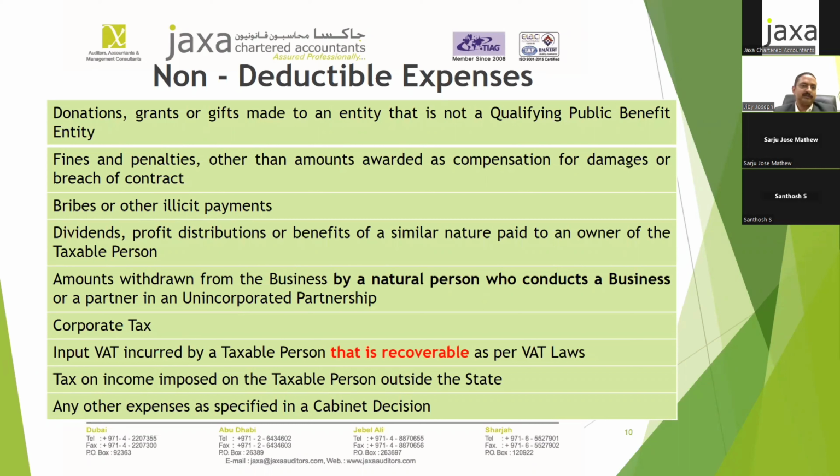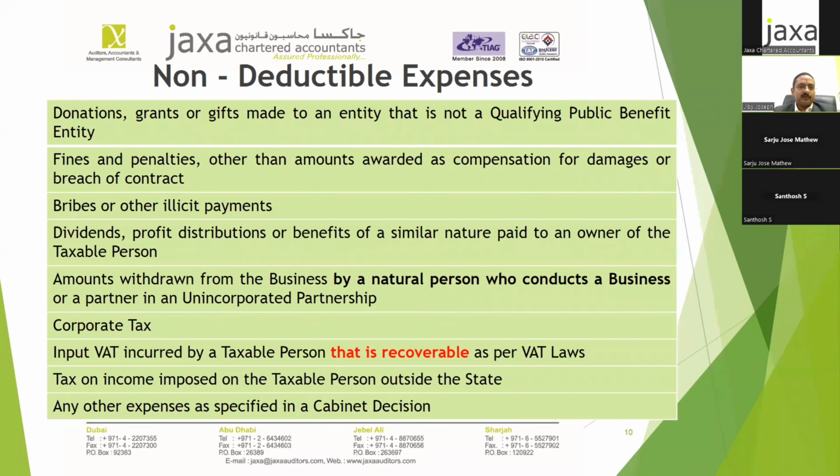To that organization, it is still deductible. But if you make any donation, grant, or gift to any other organization, it is a non-deductible expense. Then fines and penalties. Again, fines and penalties awarded as compensation for damages or breach of contract are deductible. But if you pay a penalty or fines to RTA or police, or a late payment penalty for VAT, etc., these are not deductible.